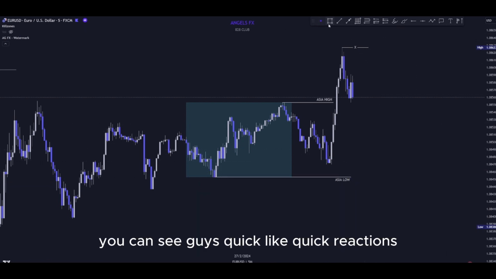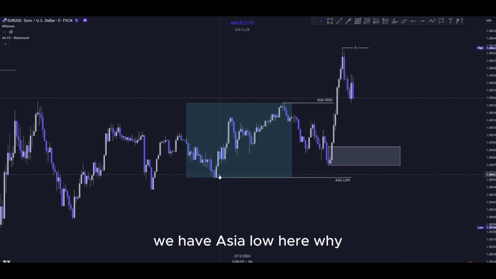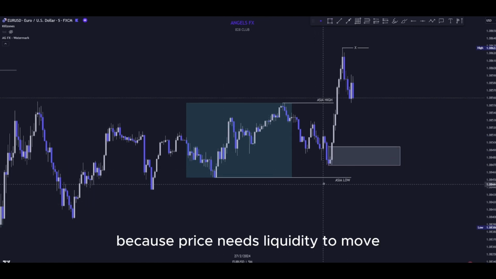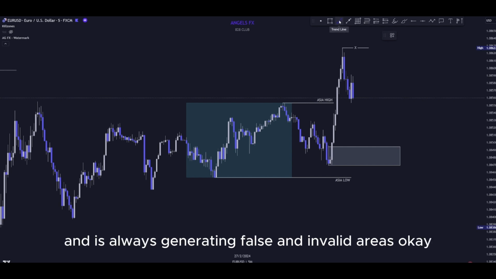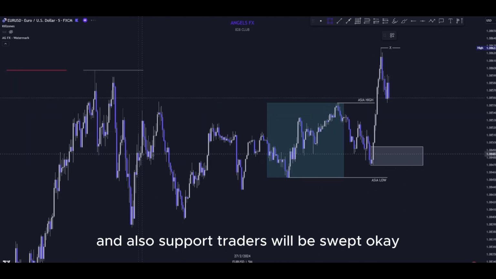You can see, guys, quick reactions. We have a smart money trap here. We have Asia low here. Why? Because price needs liquidity to move and is always generating false and invalid areas. Okay, so this will be swept, this will be swept, and also support traders will be swept.